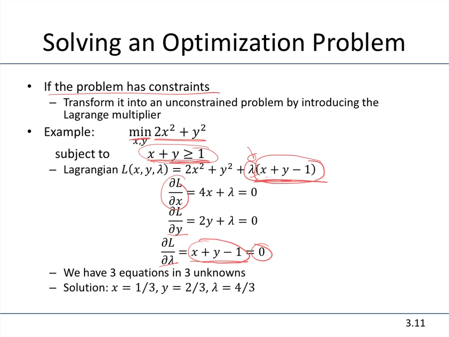So by doing this, we converted the constrained problem into an unconstrained problem, and then we can solve 3 equations and 3 unknowns. We know how to do this. We are masters in doing this. So it turns out x equals 1 over 3, y equals 2 over 3, and lambda equals 4 over 3. However, we don't care about the value of lambda anyway, because if x plus y equals 1, then we don't care. So this is the point that really achieves the objective with the constraint. Is that clear? So this is one of the very famous tools.